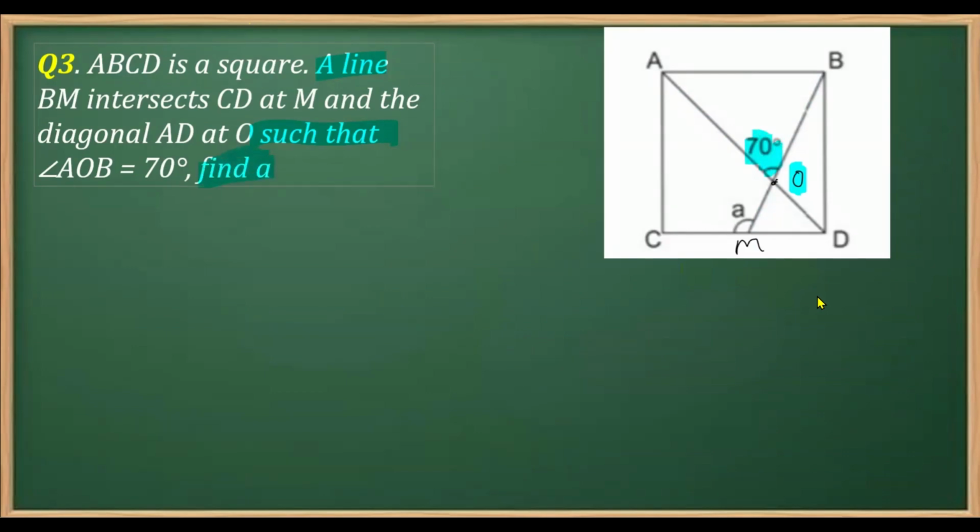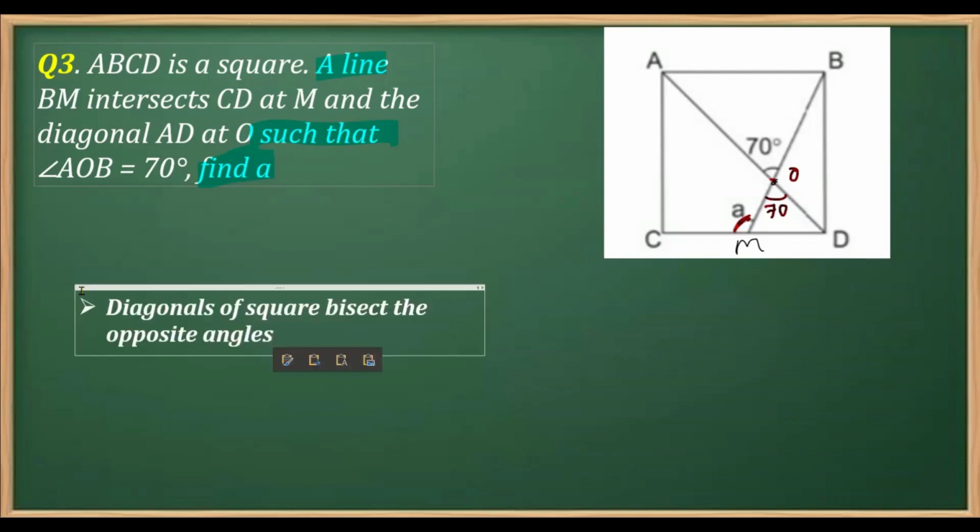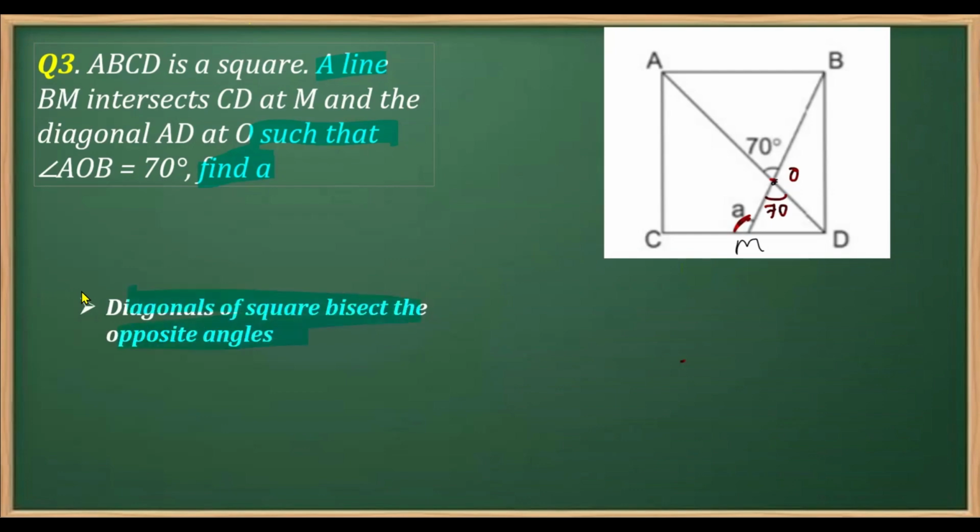What we have to find is angle A. So where is angle A? Yes, this is angle A over here. Now the first part, let's say we can get this angle as 70 degrees. This is because of vertically opposite angles. These two angles are equal. And further, what do we know? That diagonals of a rhombus, sorry, square, bisect opposite angles. Diagonals of a square bisect opposite angles.